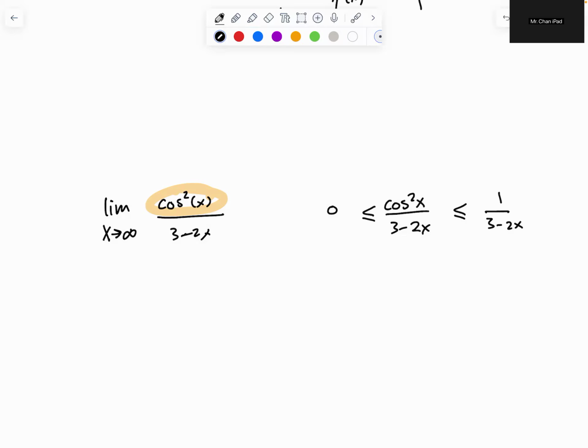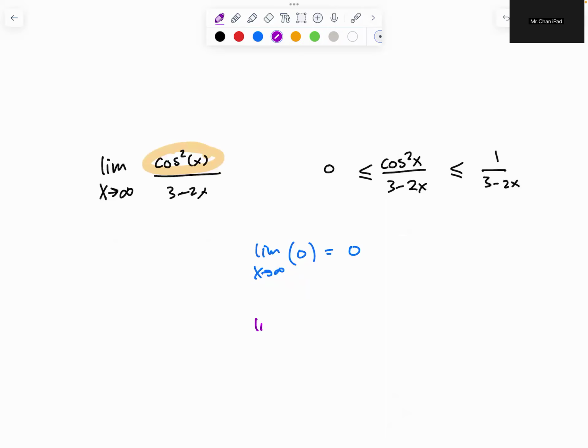And then we say, okay, let's go ahead and find the limit for the smallest function and the biggest function. And what do we find out? They're both heading to 0. So guess what? What is the limit of cosine squared x over 3 minus 2x? It's got to be 0. It has to be 0.